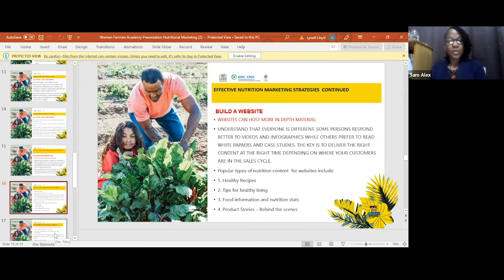So some popular nutritional content for websites are healthy recipes. So it's not just informing people about the benefits of sweet potato or the benefits of passion fruit, but what can they make with those produce? And which is not conventional or traditional. It's not just about boiling sweet potato. It's about sweet potato pie, sweet potato cake, sweet potato punch, sweet potato cookies, sweet potato pancakes. You know what I mean?